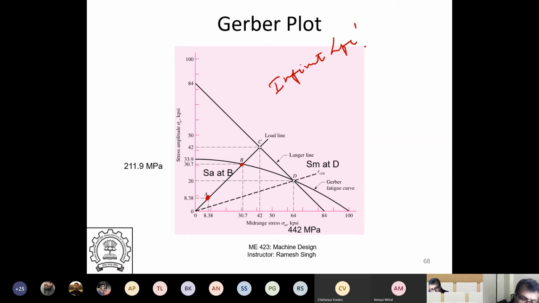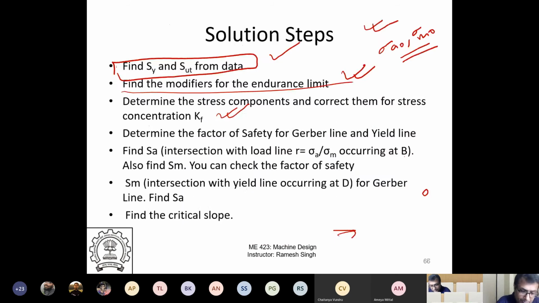Now, if I have to find out where the first cycle yield will occur, how do I find it? First cycle yield will occur at the intersection of my Gerber line and my critical line. And how do I go ahead and find that? I have an equation for that also. That equation I'll show you.